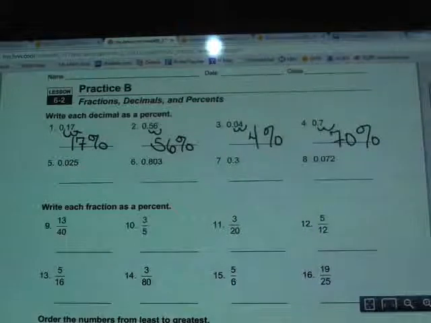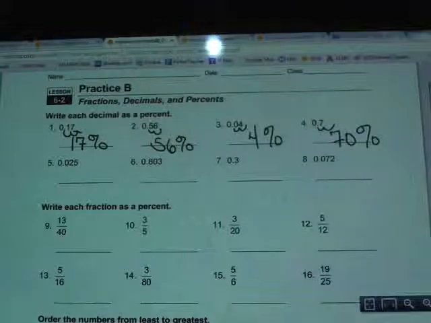And you'll continue doing the same thing in 5, 6, 7, and 8. Move the decimal 2 times to the right and add a percent sign. Let's go ahead and take a look at 9 through 16 now. In 9 through 16, we're asked to write each fraction as a percent.